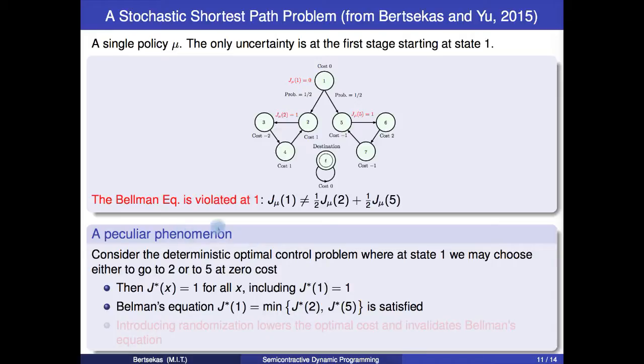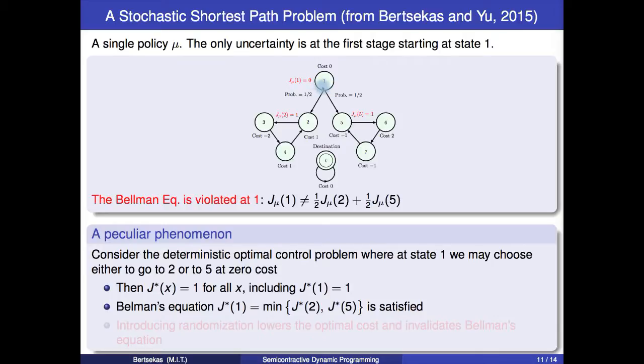Let's mention also another somewhat peculiar phenomenon here. Suppose that instead of the stochastic shortest path problem, we consider a deterministic problem, where at state 1, instead of moving with probability 1/2 to the left or 1/2 to the right, we have a choice. We can either choose to go to the left or choose to go to the right with probability 1. So this is a deterministic shortest path problem. And clearly, no matter which branch we choose, we're going to have a cost equal to 1 starting at state 1. So Bellman's equation here is satisfied.